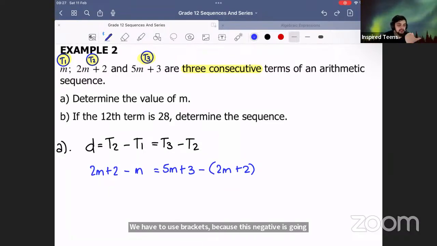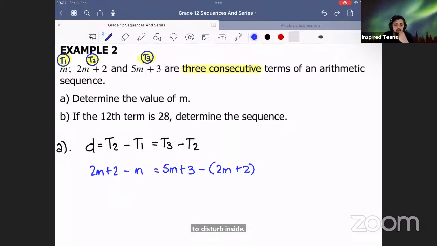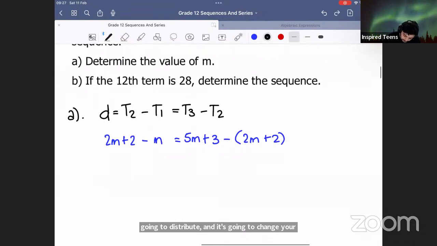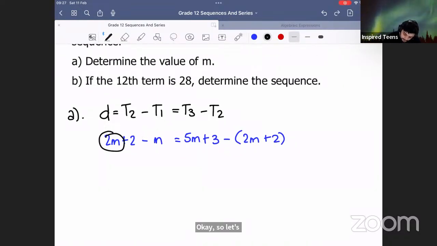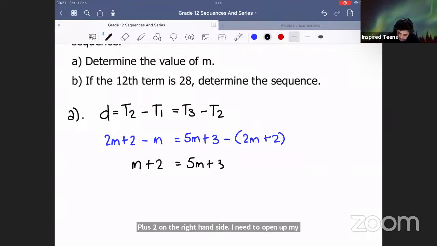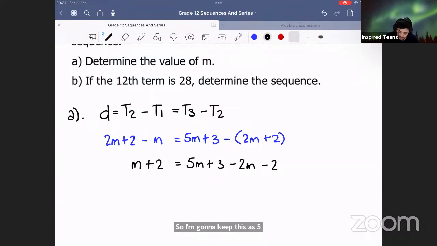Okay, in maths in general, whenever you're substituting something, you want to use brackets. If you forget your brackets and there's a negative, it's not going to distribute and it's going to change your answer. Okay, so let's simplify. I'm going to say 2M minus M, that's M. So on the left hand side, I'm left with M plus 2. On the right hand side, I need to open up my bracket. So I'm going to keep this as 5M plus 3 becomes minus 2M minus 2. I distribute the negative. Negative 1, essentially, remember the invisible 1, times positive 2M. Added it wrong.